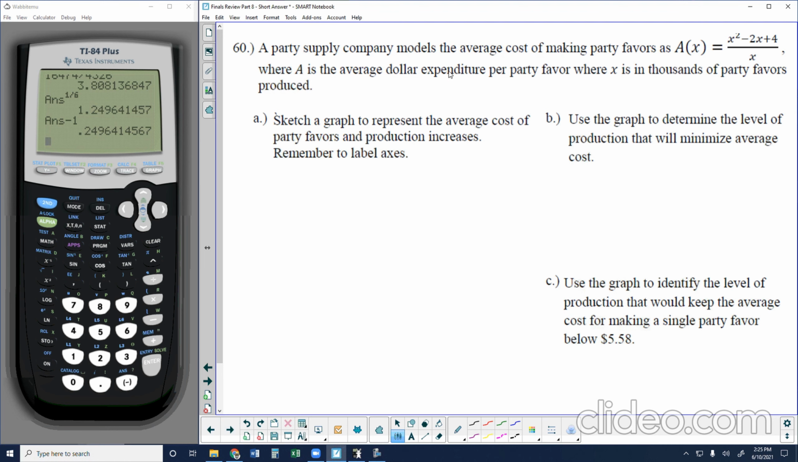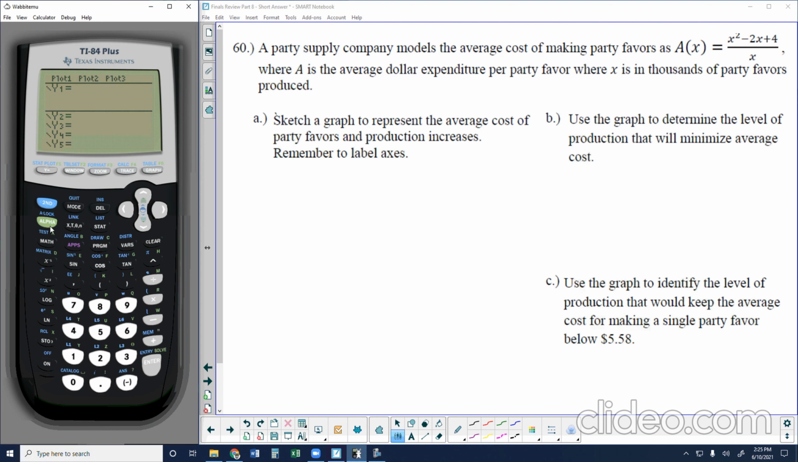It says a party supply company models the average cost of making party favors, A of X, where A is the average dollar expenditure per party favor, where X is in thousands of party favors produced. Sketch a graph to represent the average cost of party favors and production as production increases. A typo there. Remember to label axes.